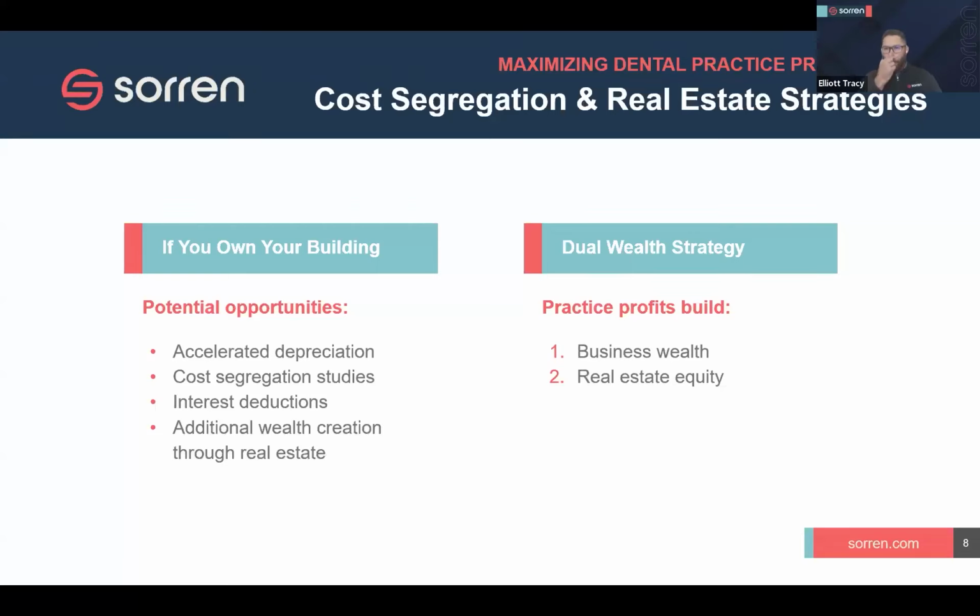So it's breaking down the components of the building into shorter lives so that we can take these depreciation benefits more quickly. That's going to give you tax savings, and you're already paying for the building, so there's the benefit there. And now you have an asset that is going to accumulate wealth in the form of real estate and give you some accelerated depreciation on the front end. So cost segregation is a great planning tool.